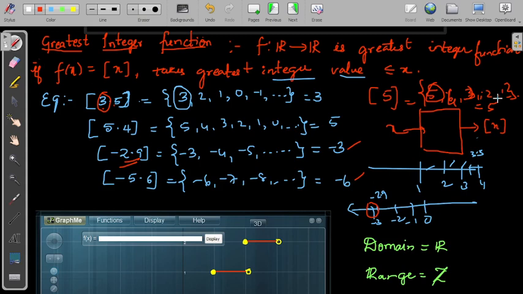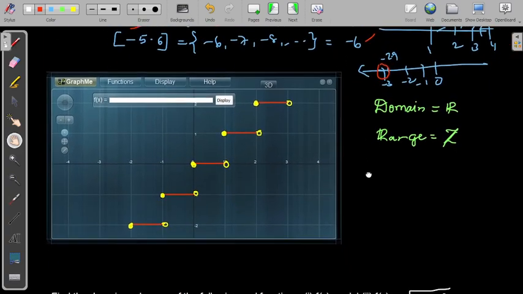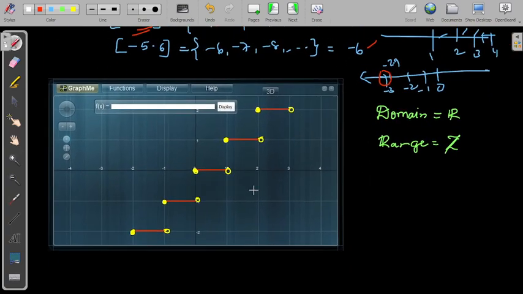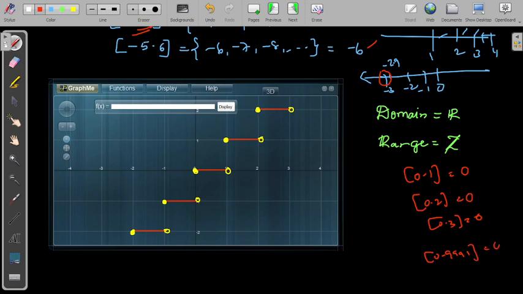So that is what is called the greatest integer function. The domain of the greatest integer function is any real number, and for the range, look at all the answers: all answers are integers. So the range is Z. The graph of the greatest integer function looks like this. For 0, the greatest integer is 0. For 0.1, 0.2, 0.3, whatever the value, up to 0.9999, for any real number the greatest integer is 0.